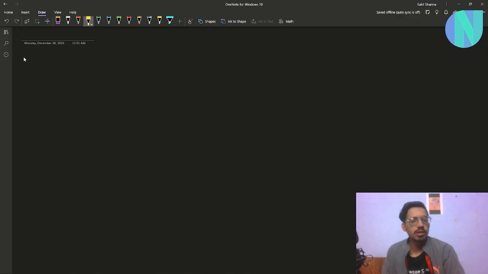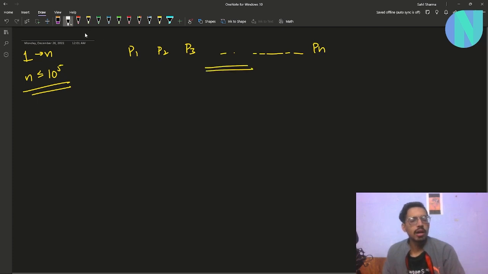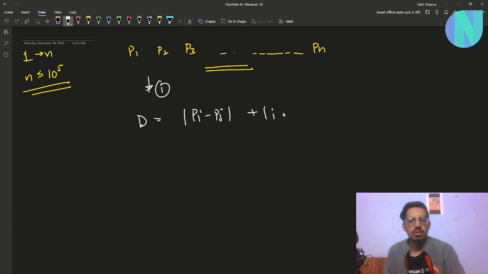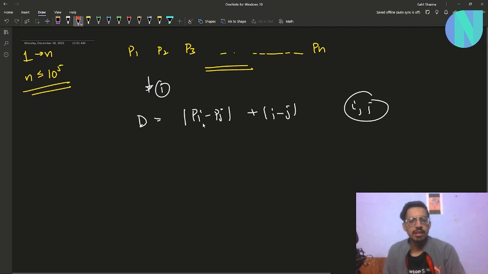So in the problem, we have been given a permutation of integers from 1 to n, where n can be up to 10 to the power 5. So something like p1, p2, p3, and so on up to pn, right? And for every index i in this permutation, we compute a value d. Your value d is defined as the absolute difference of pi minus pj plus the absolute difference of i minus j, for some index i and j. So for every index i, you have to find the value of j which will give you the minimum value.